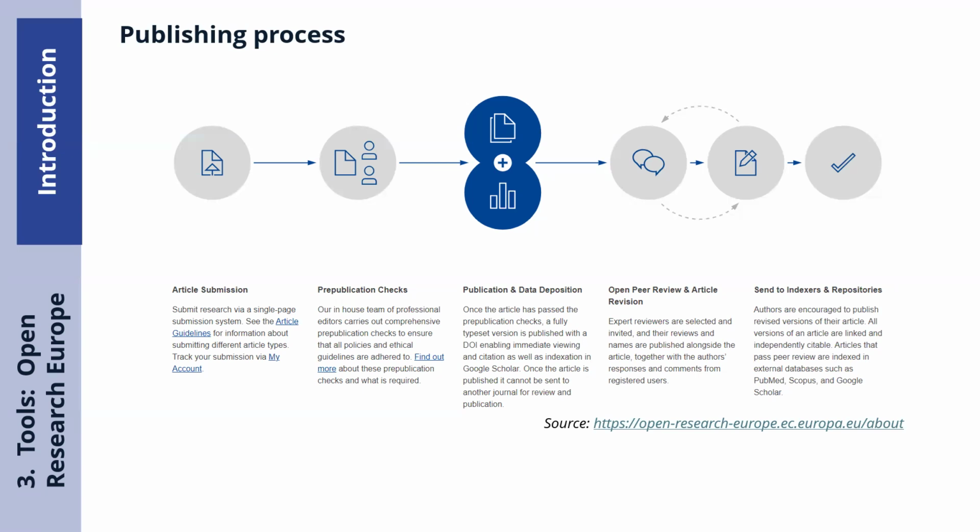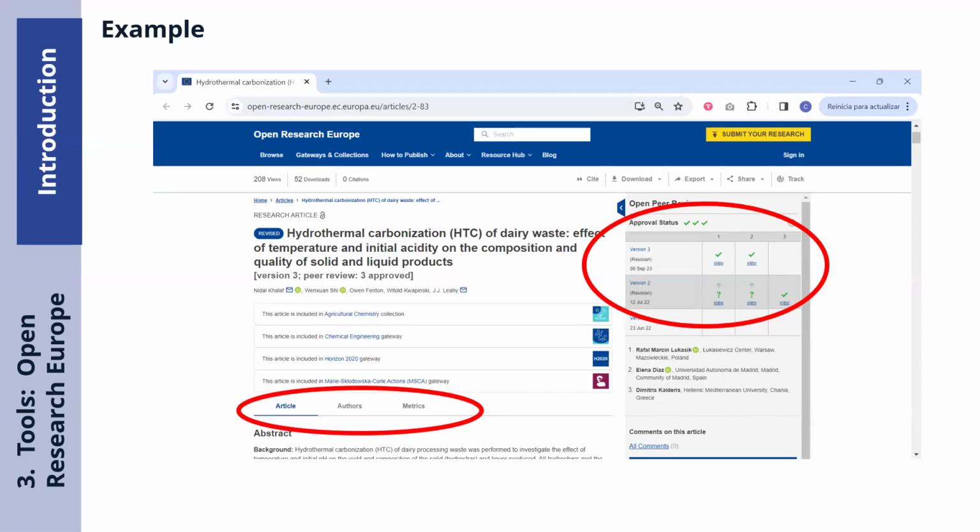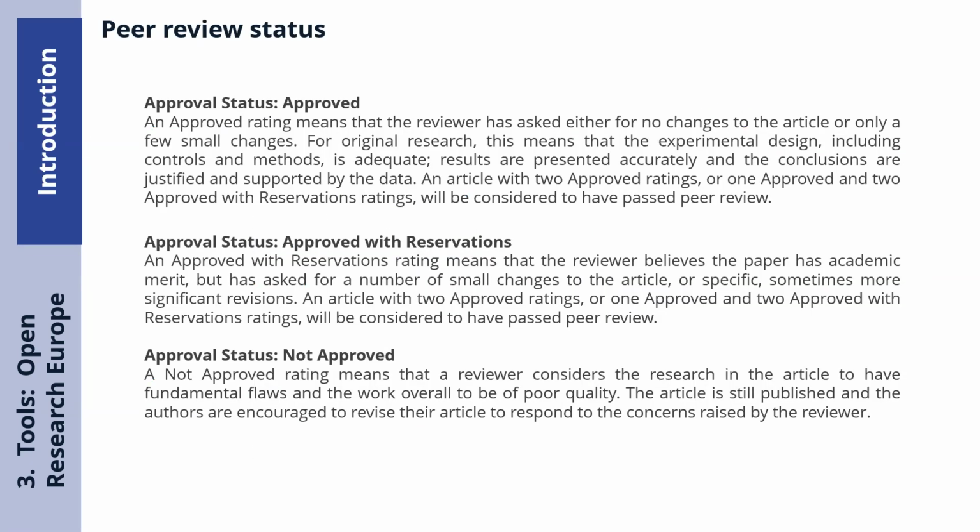Finally, as I said, when it gets accepted with at least 2 approvals, it gets automatically indexed and sent to other repositories, so you get a lot of visibility, okay? Here I've included the details of the approval status. Basically, approved, approved with reservations, or not approved. But obviously, you will have the opportunity to improve your article, so it will be peer-reviewed again.